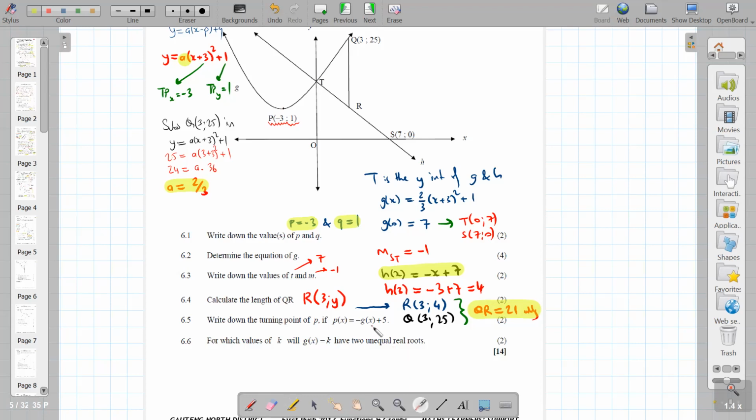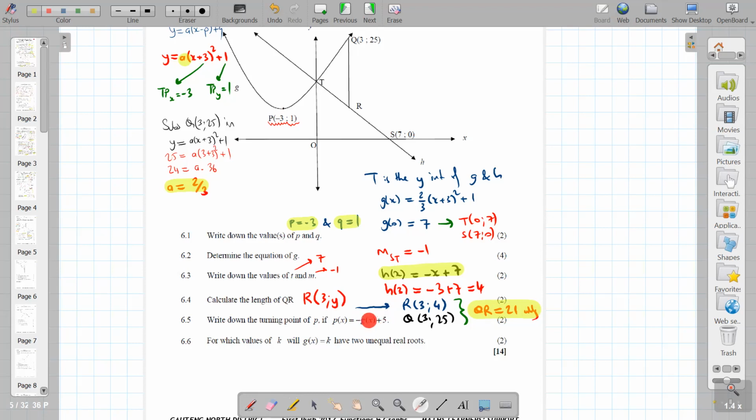6.5 says the turning point of negative G plus 5. Now, can we write this function? Of course we can. You don't really need to, but we can. When you rewrite this function, negative G of X is basically a reflection about the x-axis, so the whole graph becomes upside down. And then when you plus 5, it's shifted up.